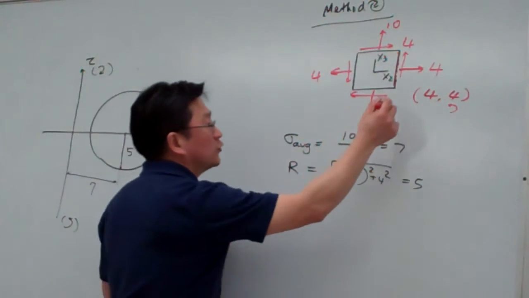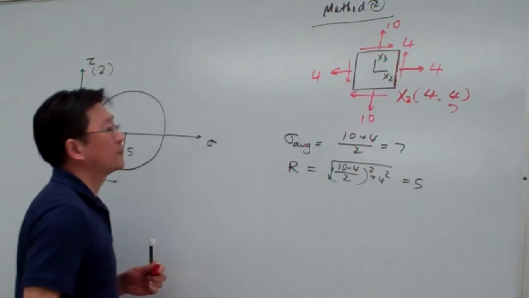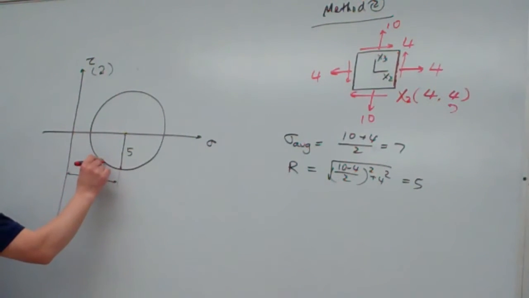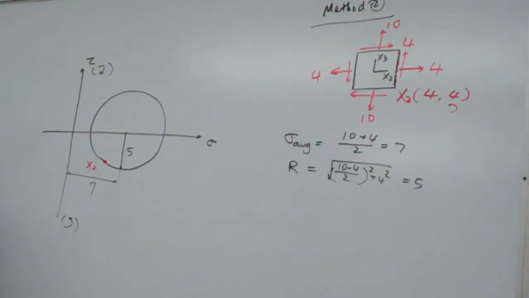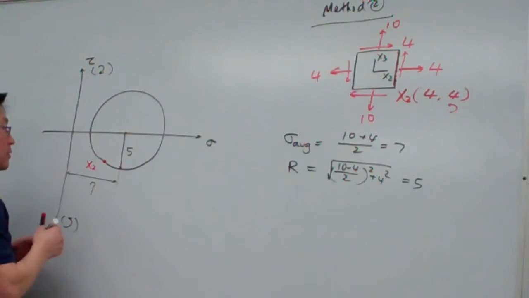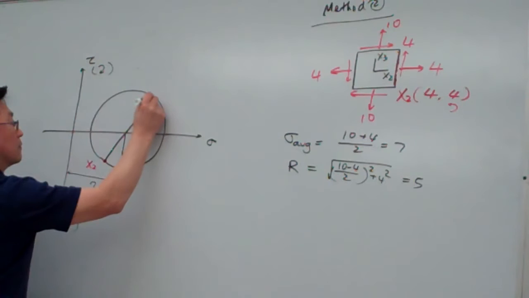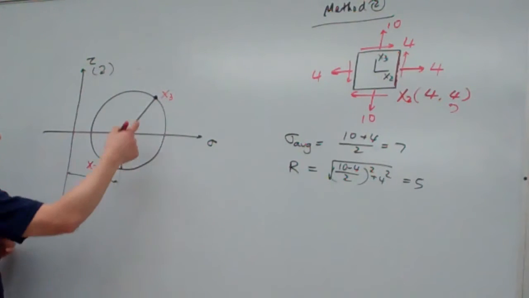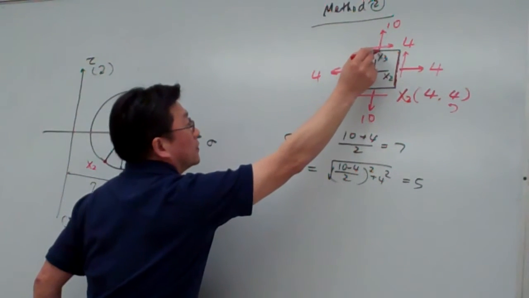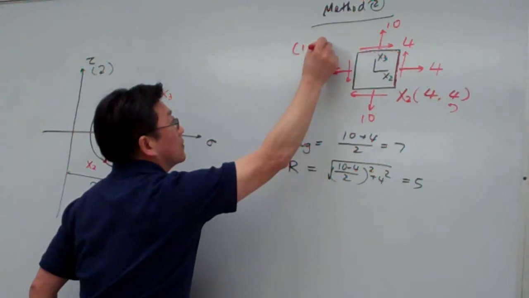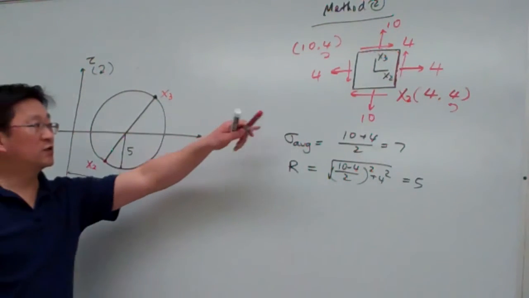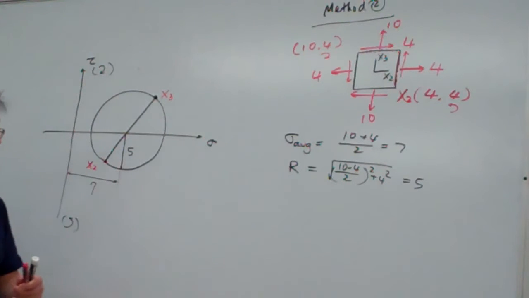Okay. So for the x2 plane, why not I just label it as x2? So in this way, the 4, 4 should be around here, right? Okay, so this is our x3. And x3 represents the status of the stress in the x3 planes.